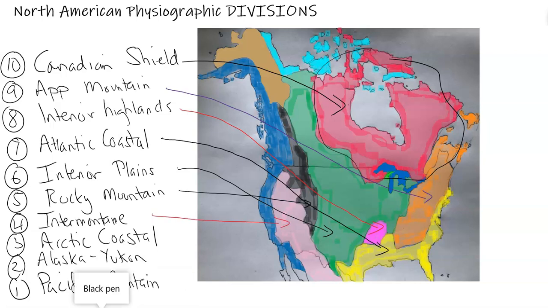We have up north, we have the Arctic coastal area or division, which is in the light blue up here. We have the Alaska Yukon division, which is the mustard yellow up here in the top left. And last but not least, we have the Pacific Mountain, which is our blue, extends north and south all on the Pacific coast. So there we have it. There are 10 physiographic divisions in North America.